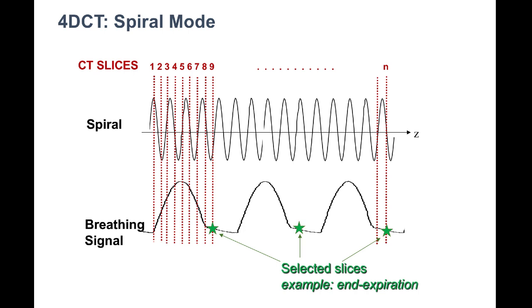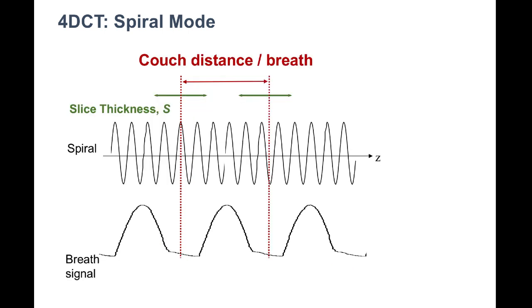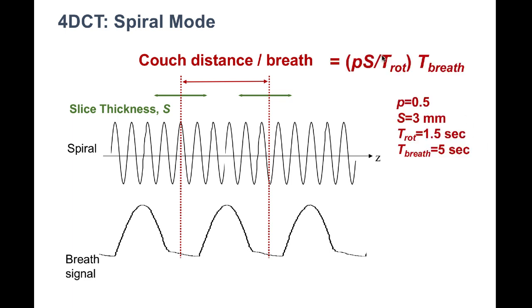The other way to do this is in axial mode, where you park the scanner at a particular couch position, let the rotation run, and let the patient breathe as you run, and then go to the next slice, and so on. There are certain trade-offs in spiral mode in terms of the slice thickness and the distance that the couch travels per breathing cycle. That is dependent on the pitch, the slice thickness, the rotation period of the scanner, and the breathing cycle.